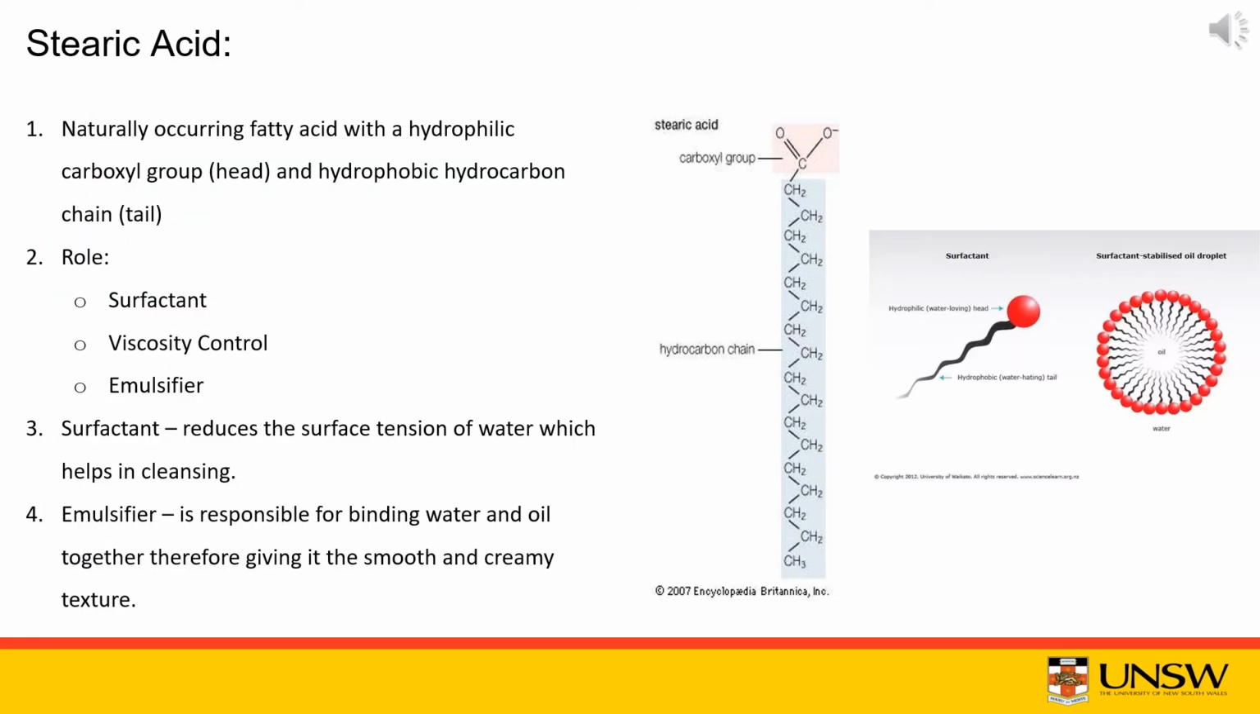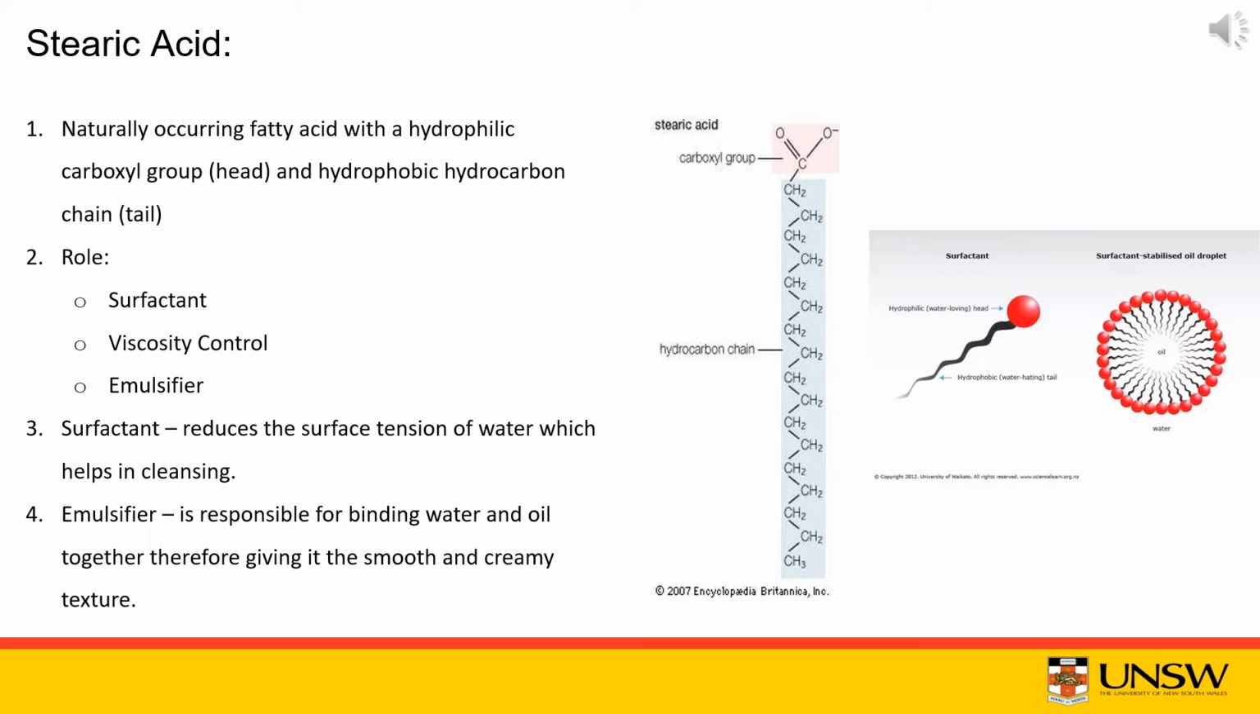The next ingredient in our product is stearic acid. Stearic acid is a naturally occurring fatty acid with a hydrophilic head, which is the carboxyl group in the structure, and a hydrophobic tail, which is the long hydrocarbon tail. The role of stearic acid is that it is used as a surfactant, emulsifier, and also used to control the viscosity of the product.